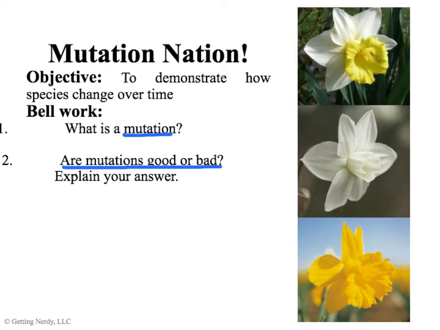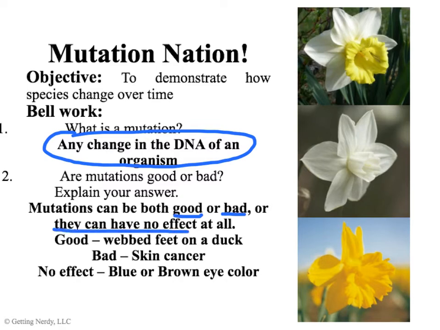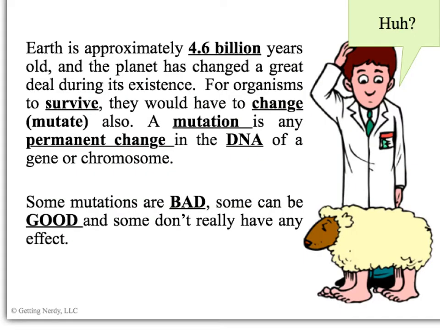Pause the video and think about this for a moment. So a mutation is any change in the DNA of an organism. They can be both good or bad, or they can even have no effect at all. Examples of good are going to be webbed feet on a duck, bad, skin cancer, and no effect, blue or brown eye color. And here's where your notes begin on your worksheet.